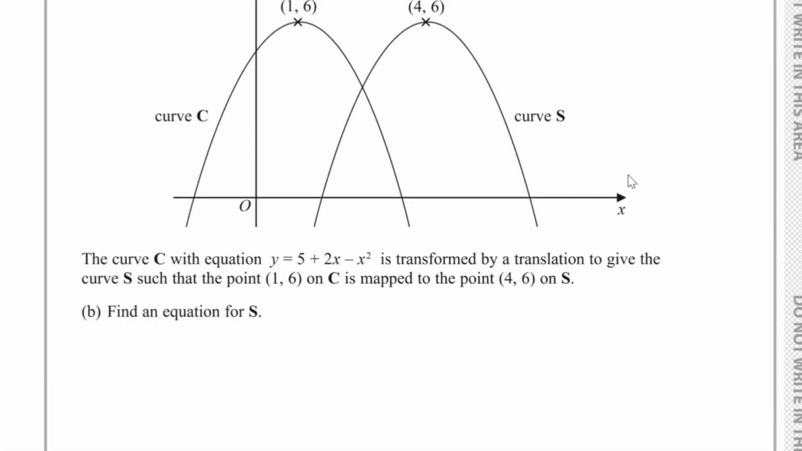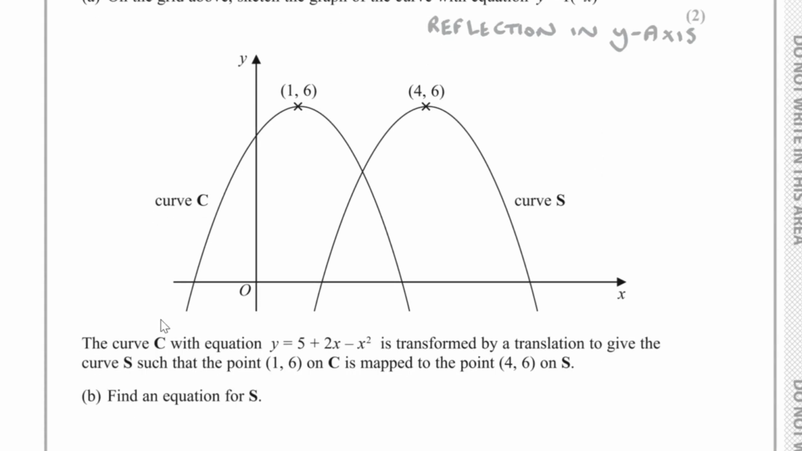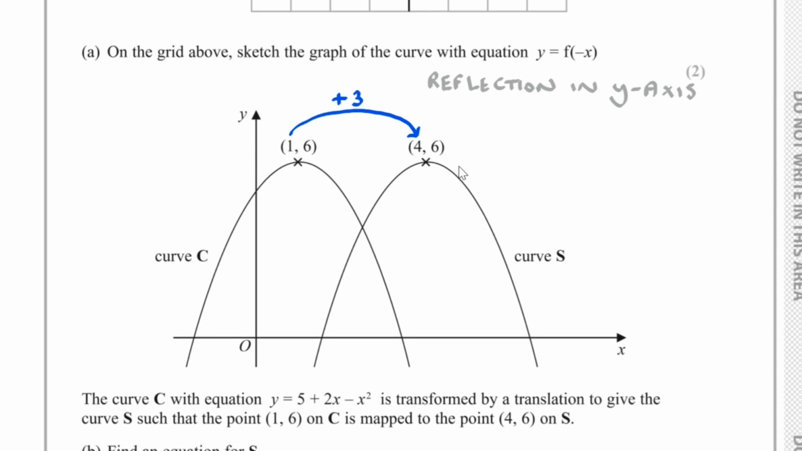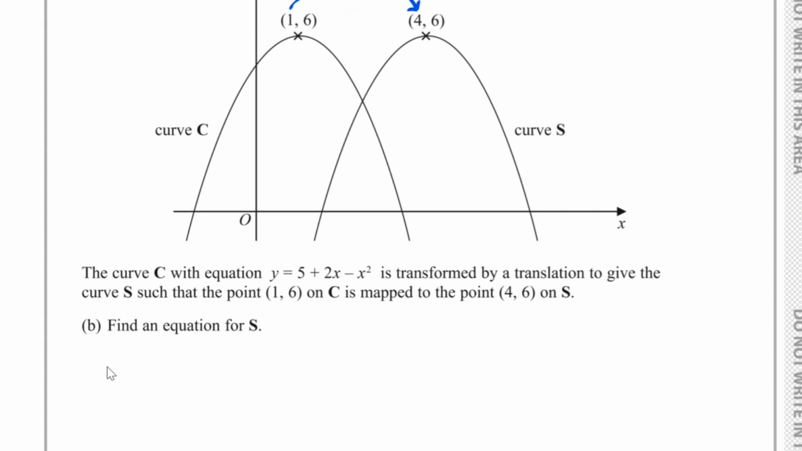And now for the next part of the question, the curve C with equation y equals 5 plus 2x minus x squared is transformed by a translation to give the curve S such that the point 1, 6 is mapped to the point 4, 6 on S. We have to find an equation for S. Now, can you see, to go from the 1 to the 4, what we are doing to the x's is we are adding 3, but the y's are not changing.